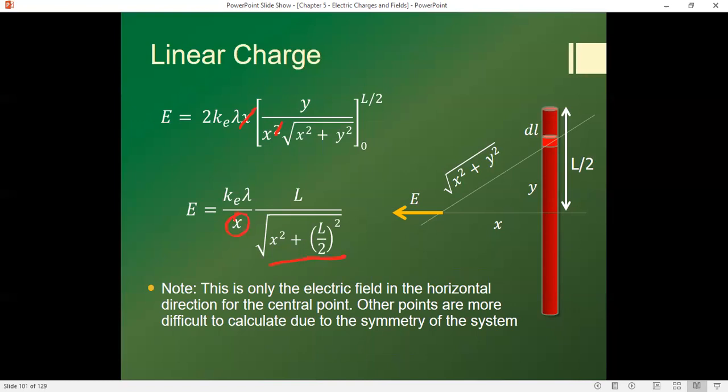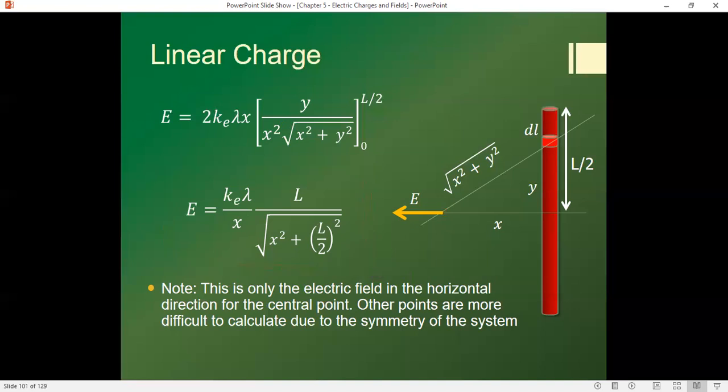We subtract it when y is 0, that's going to give us 0. And this is our final expression right here. So that is the electric field at the midpoint, some distance x from a line of charge. Okay, again, please note, this is only the electric field at that particular point. Any other point, we are going to have to calculate the y component also.